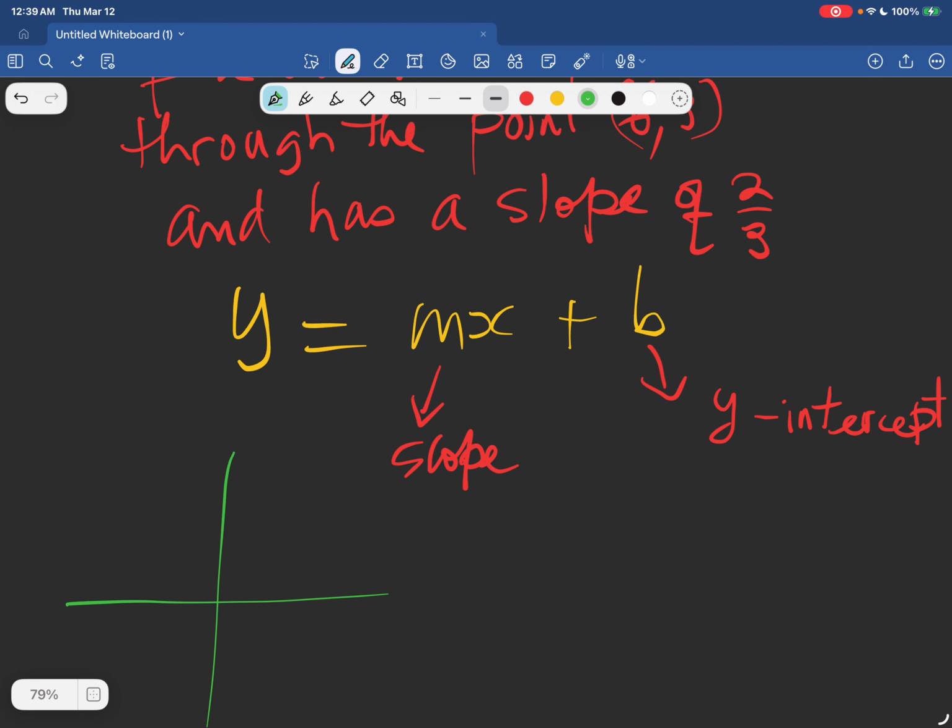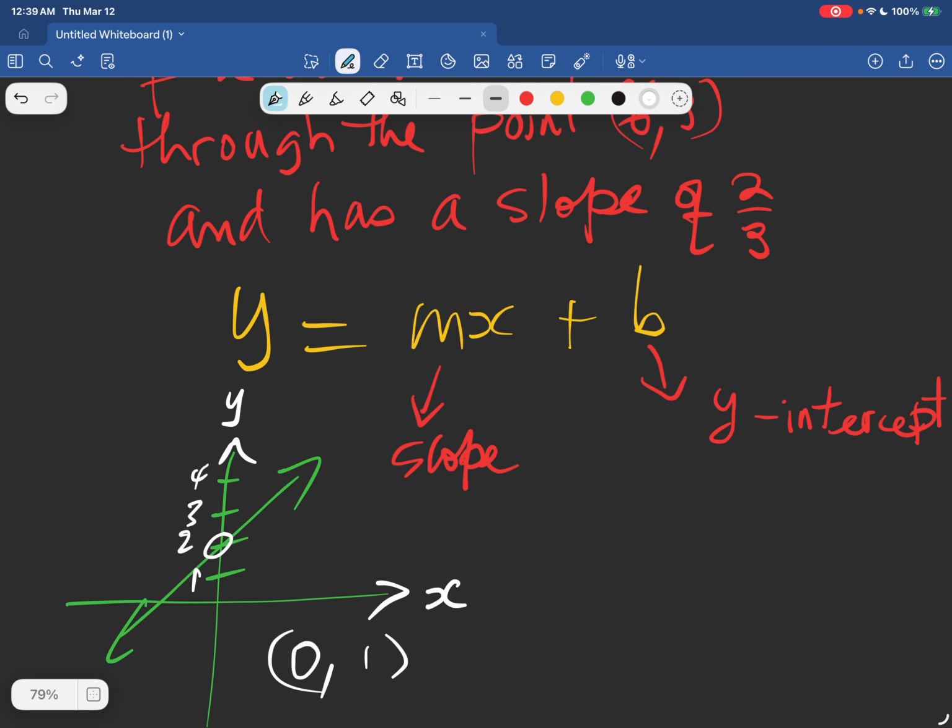If I were to draw a line looking like this, and if this line passes through 2 on the grid right here, this is 1, this is 2, this is 3, this is 4, directly through 2 on the y-axis, this is the y-axis pointing vertically up, the x-axis pointing horizontally to the right and left, then we would say that the coordinates of the y-intercept are (0, 2).